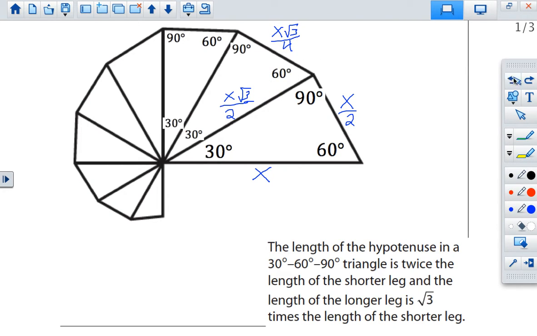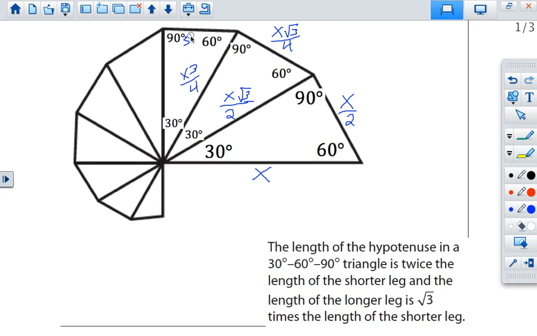Now to get this long leg here, again, we're going to take our short leg and multiply it by the square root of 3. So we'd have x over 4, and then the square root of 3 times the square root of 3 is the square root of 9, and the square root of 9 is just 3. Then this pattern is going to continue all the way around. We'll take this information here for the hypotenuse of this third triangle, and divide it by 2 to get the short side.